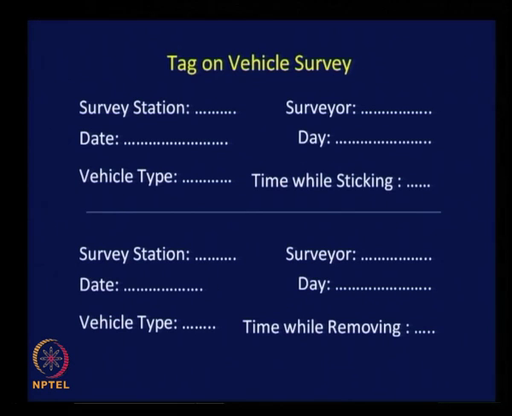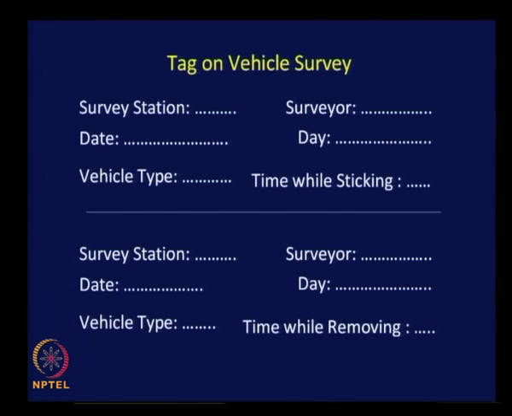And these stickers, while you are making entries, there will be a back copy. You can always have a record of the vehicles which are following a particular type of movement, right. So this is another way of collecting information about the vehicular movement at the cordon lines.